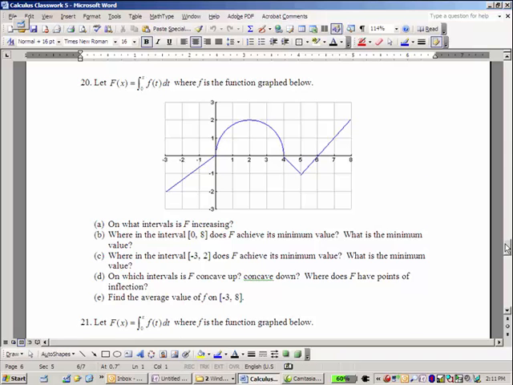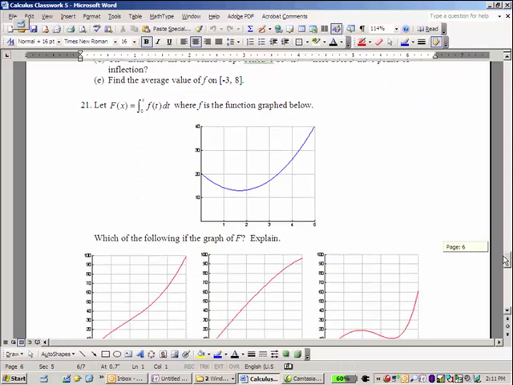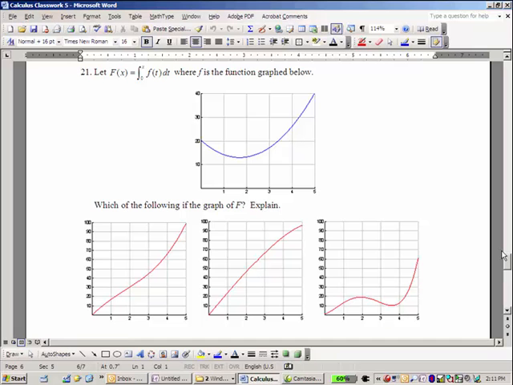Let's see. Oh, 21's fun because you don't have to do any work. So 21's asking the same question in the same way. Let capital F of x be the area function. Which of the following could be a graph of capital F? And obviously we're going to have a discussion about this, right?